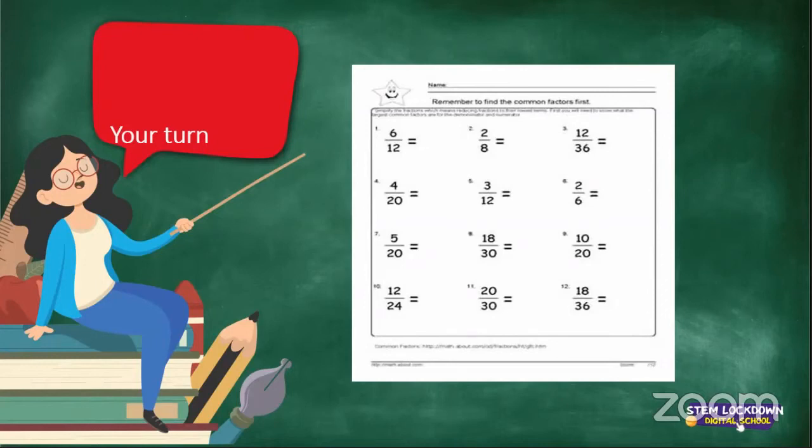Okay. So we move on to number 6. Number 6, we have 2 over 6. We'll divide this straight by 2. 2 divided by 2 equals 1, and 6 divided by 2 equals 3. So our simplified fraction will be 1 over 3. Right?